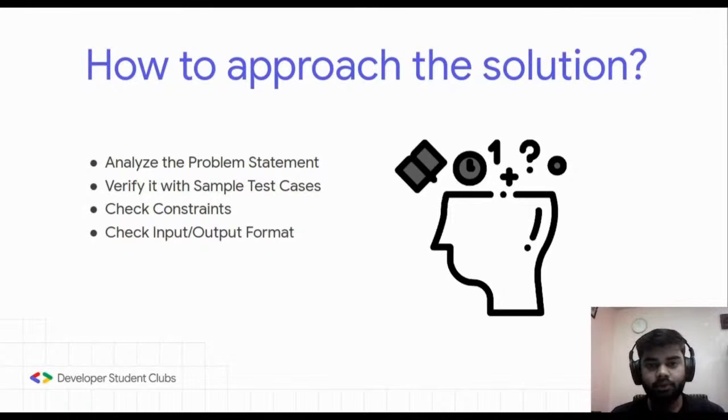Just before you start to code the solution for your problem, you need to check the input and output format for that given problem, so that you know how the input will be given and how you have to format the solution. After following all these steps, you are good to go for coding.